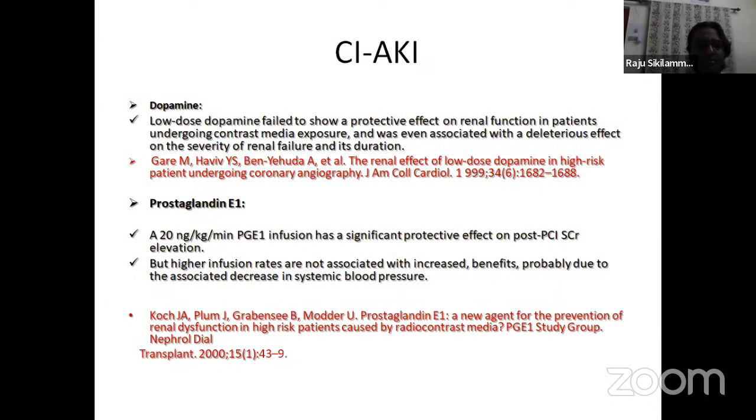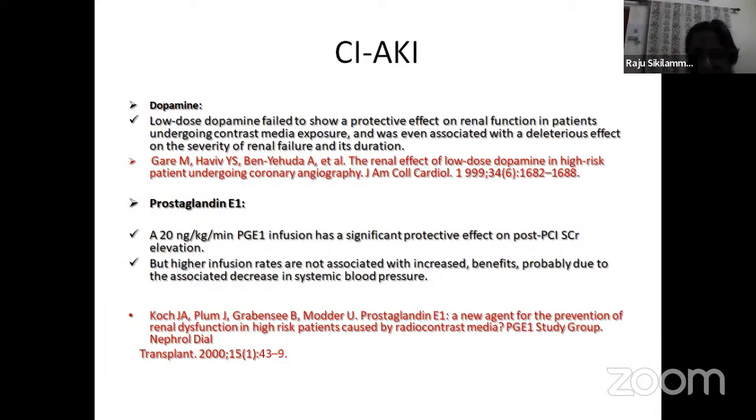Then contrast-induced AKI and dopamine. Graham et al. did a study of the renal effect of low-dose dopamine in high-risk patients undergoing coronary angiography. They concluded that low doses of dopamine failed to show a protective effect on renal function in patients undergoing contrast media exposure, and were even associated with later effects of increased severity of renal failure and its duration. Then prostaglandin, Coach et al.